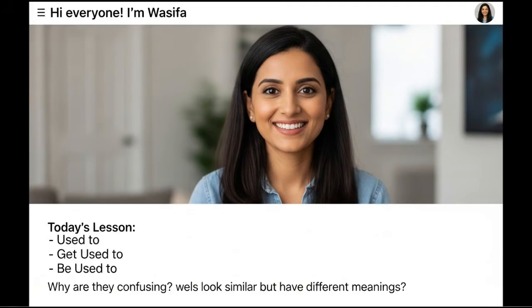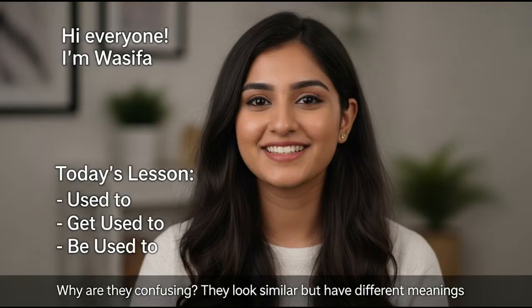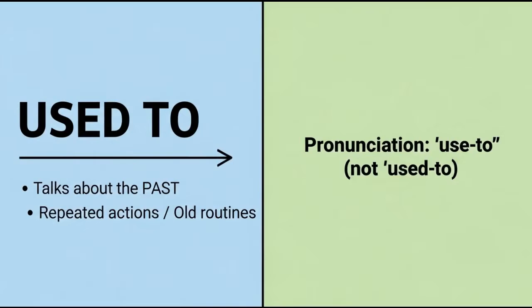Okay, when we talk about used to, this is the one you might already know. We use used to talk about something we did in the past. Usually, it is a repeated action. This means it happened more than once, or it was a routine in the past. I also want you to pay close attention to my pronunciation, used to. Even though there's an ED, we're not pronouncing it like used, we're pronouncing it as one syllable, as use, used to.